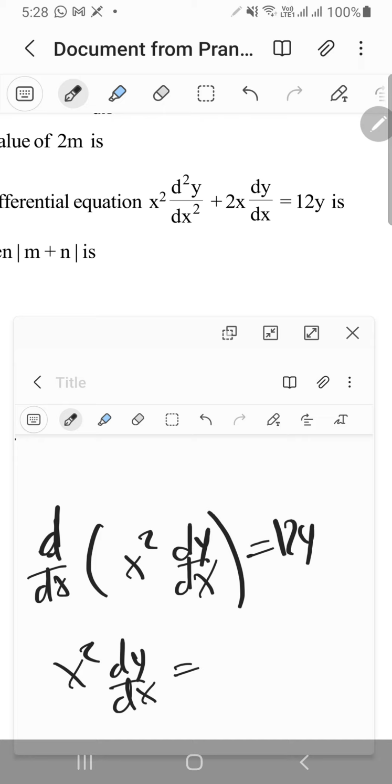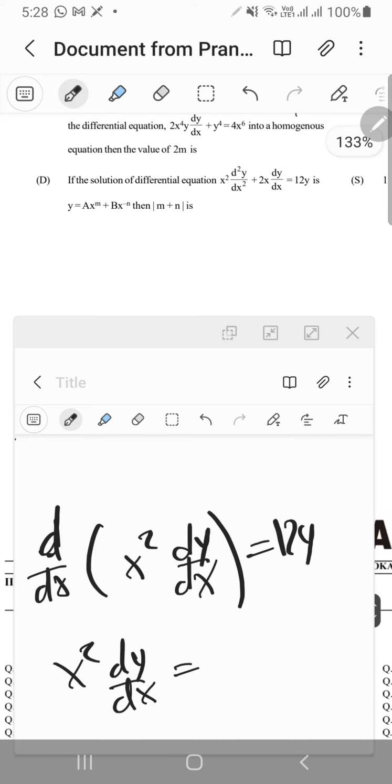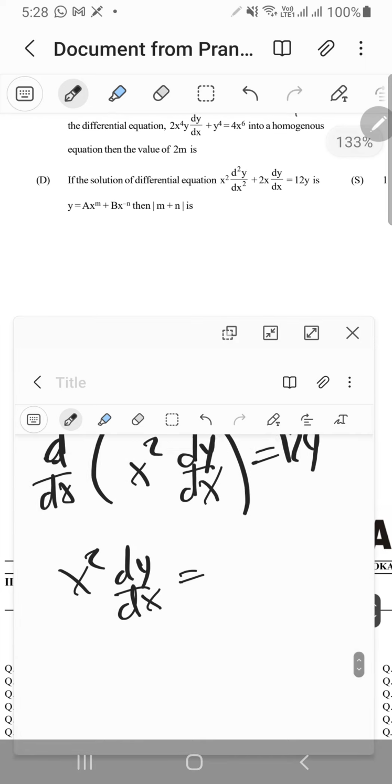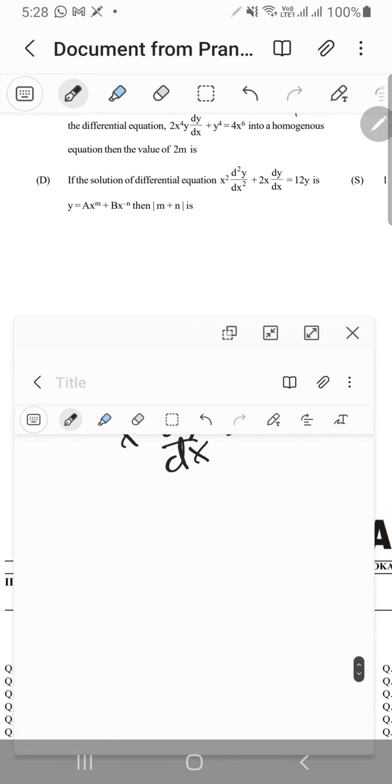It should have been y over there. That's not the thing, equal to 12y. That's not a good differential equation at all. Yeah, whatever. Let's look at this thing then. Okay.